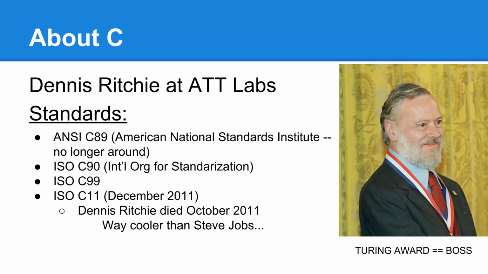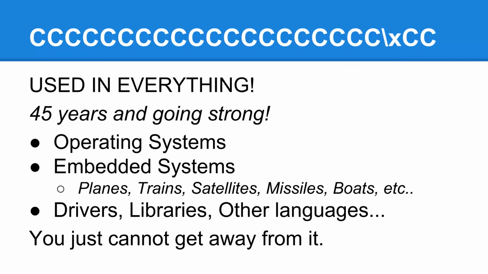It was designed by Dennis Ritchie at AT&T Labs. He won a Turing Award for it. He has had a profound impact on humanity with the invention of this language, as well as perhaps the kind of derivative invention of the security field because of all the problems that arise from using C.